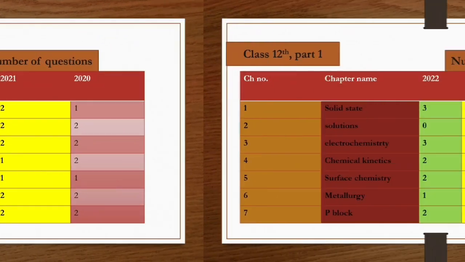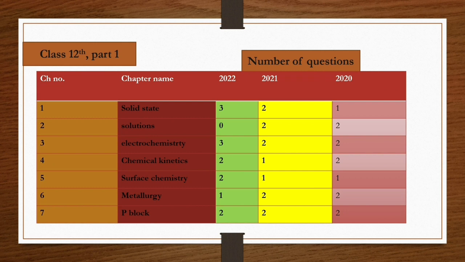So let's start with the class 12 chemistry part 1. Chapter number 1, solid state. Three questions from solid state have appeared in NEET 2022, two questions from NEET 2021 and one question from NEET 2020. Chapter number 2, solutions. Zero question from NEET 2022, two questions from NEET 2021 and again two questions in NEET 2020 have appeared. Chapter number 3, electrochemistry. Three questions from NEET 2022, two questions from NEET 2021, again two questions from NEET 2020 have appeared.